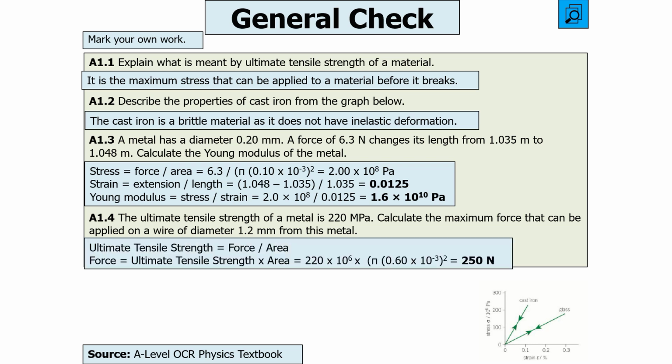In this next one, we know the ultimate tensile strength is going to be the maximum stress, so therefore it's force over area, so therefore the force is the ultimate tensile strength times the area. That'll give us the maximum force possible, so therefore it's 220 times 10 to the 6, megapascals into pascals, times pi r squared, so converting a diameter into a radius by dividing by 2 and millimeters into meters by times by 10 to the minus 3, so we get 250 newtons.